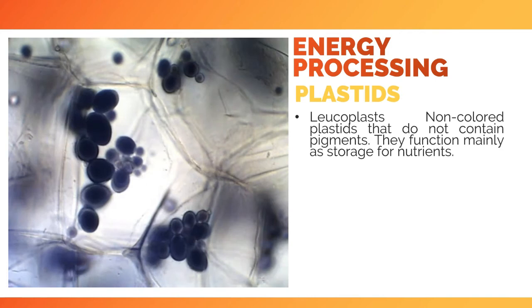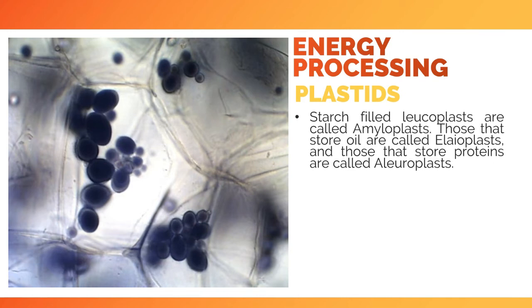Next one is we have what we call leucoplasts. So these are non-colored plastids that do not contain any pigments. They function mainly as storage for nutrients. So starch-filled leucoplasts are called amyloplasts. Those that store oil are called elaioplasts, and those that store protein are called aleuroplasts.